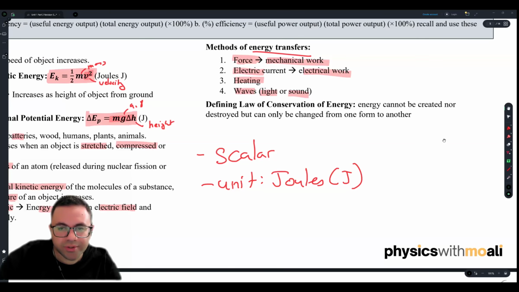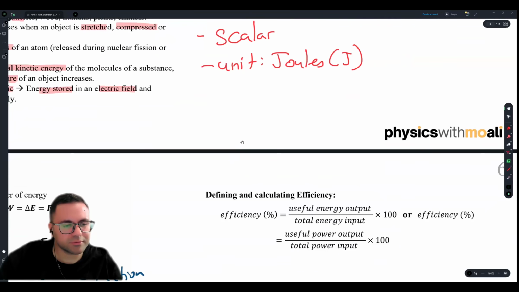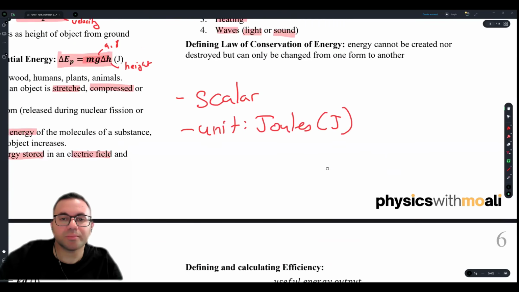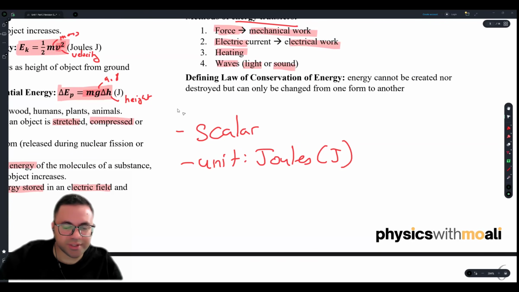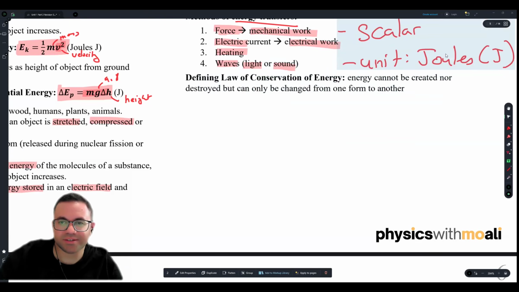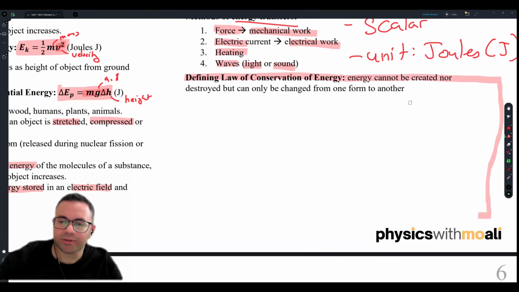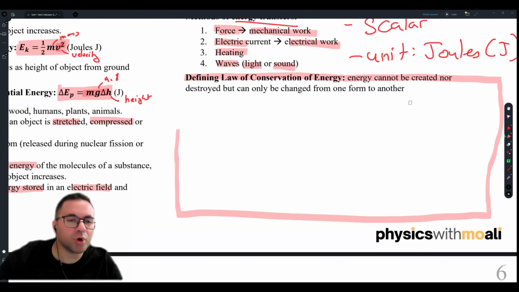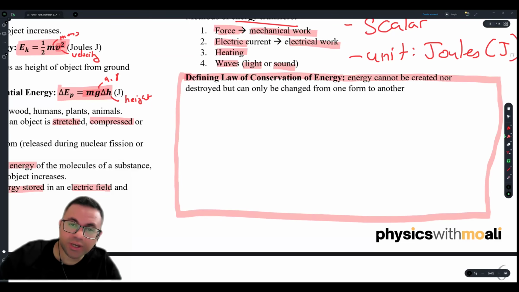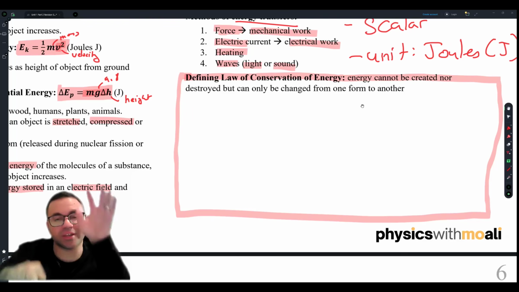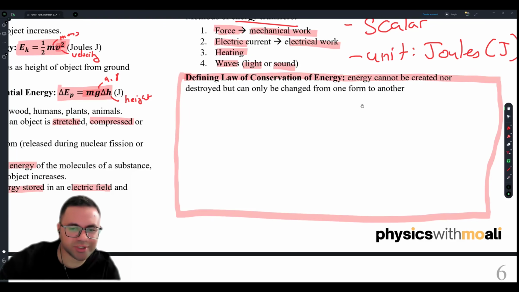But the most important thing ever, and I'm going to move this aside because I'm going to need this space, is the law of conservation of energy. Energy cannot be created or destroyed. It can only be changed from one form to another. If I'm running, I lose chemical energy and I gain kinetic energy. If I'm climbing, I lose chemical energy and I gain gravitational potential energy.